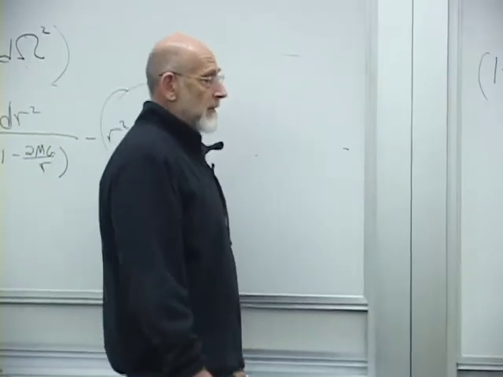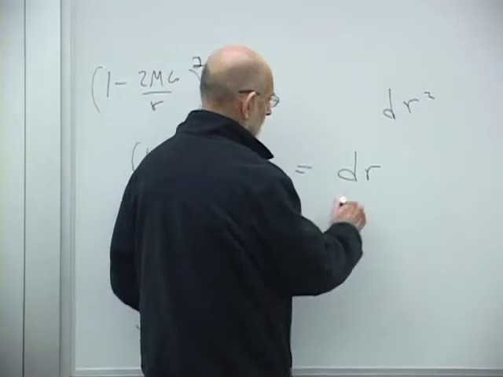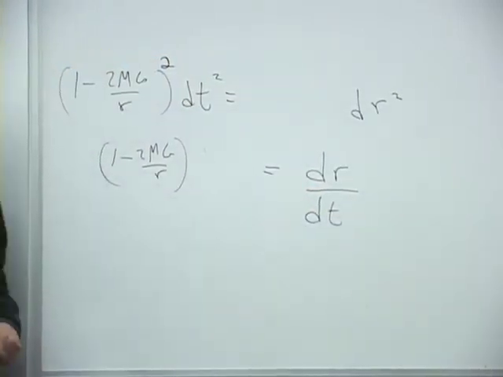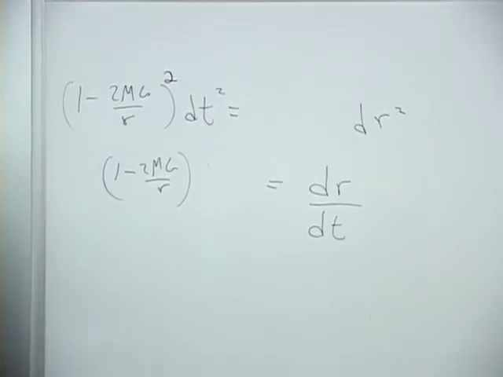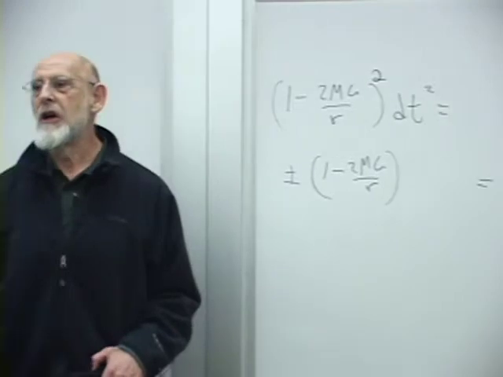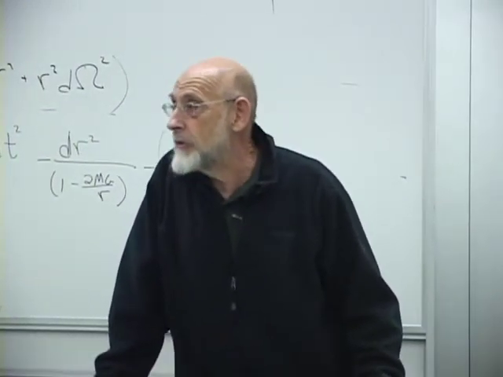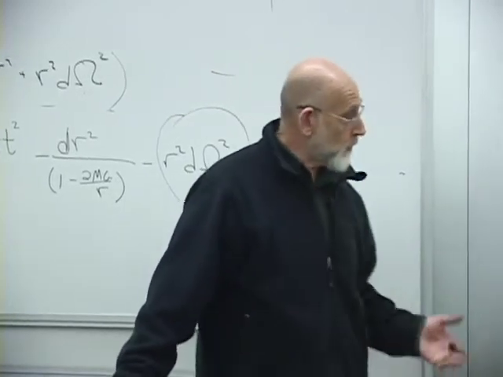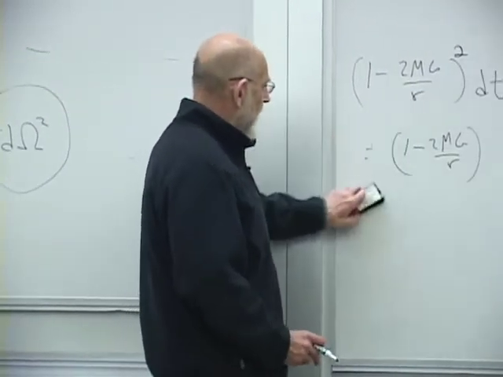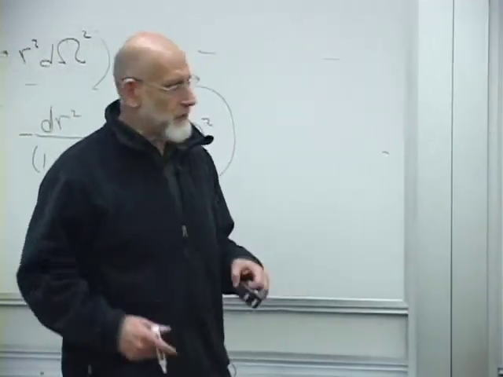And in fact, let's divide by dt. Oh, incidentally, I did take a square root, didn't I? Yeah, so that means there are two possible solutions. One corresponds to an outgoing light ray, and the other corresponds to an infalling light ray. Those are the two branches of the solution, but let's take the outgoing light ray. And if you want the ingoing light ray, you just change the sign.